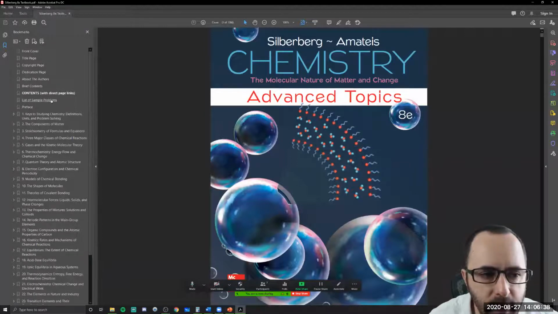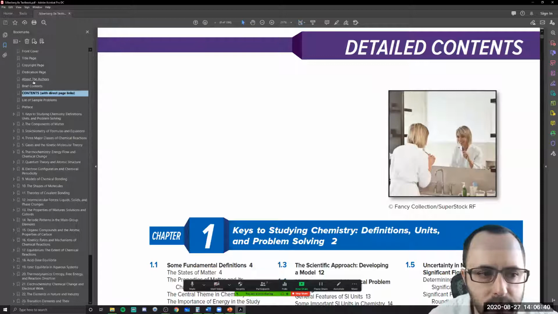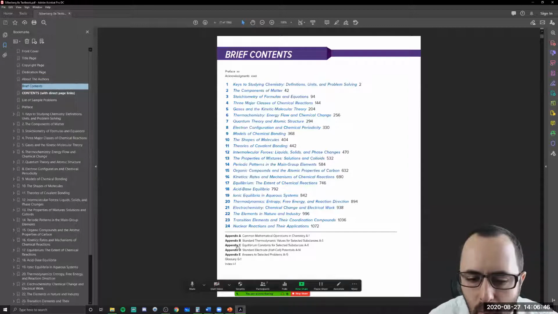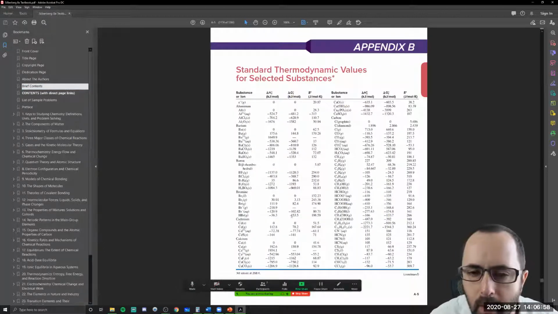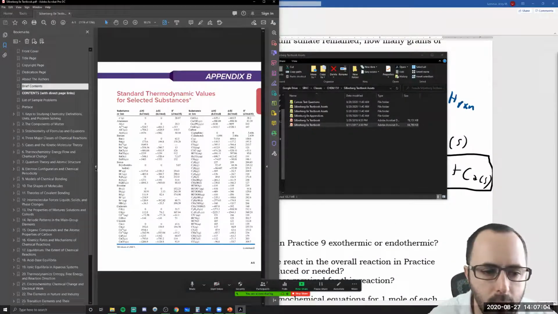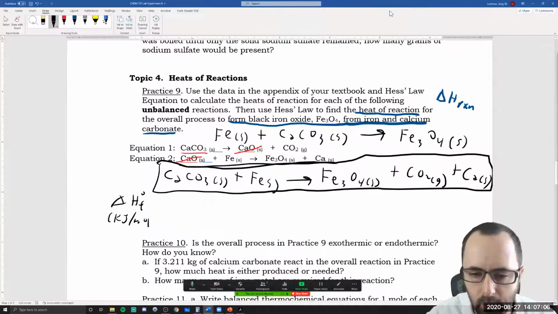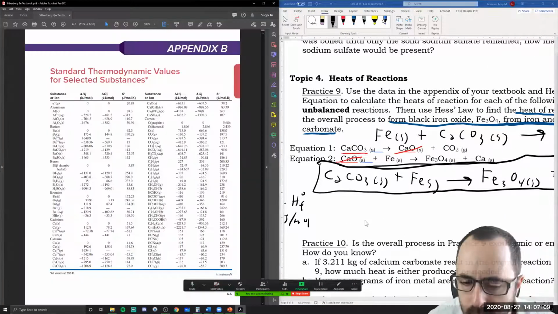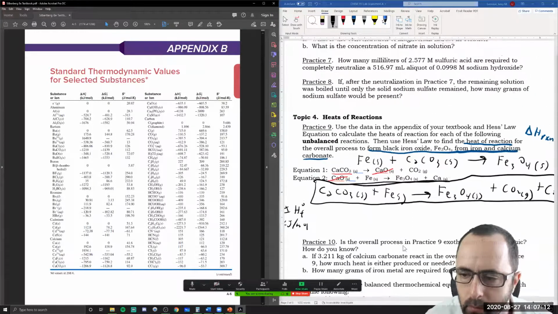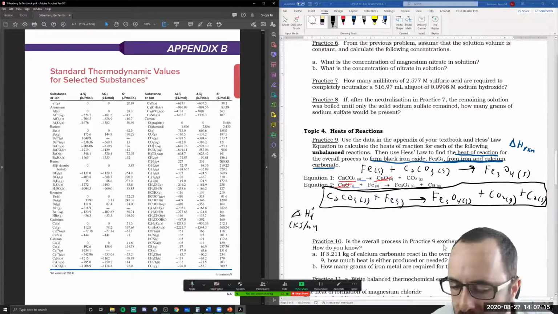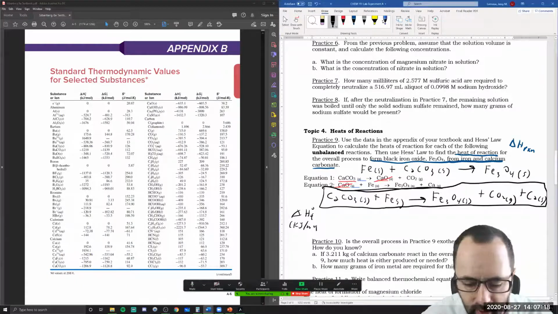So if we're looking at the textbook here, let's see, we're looking for Appendix B, the standard thermodynamic values for selected substances. And this has the delta H's of formation here. Okay. So we're going to be using those right here. And it's delta H of products minus reactants. But let's get all of the values first.